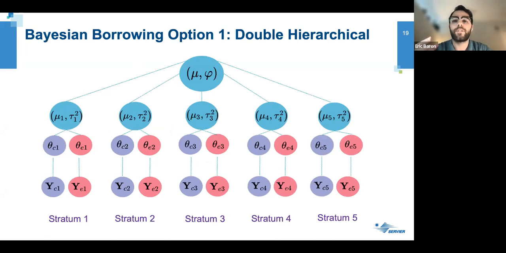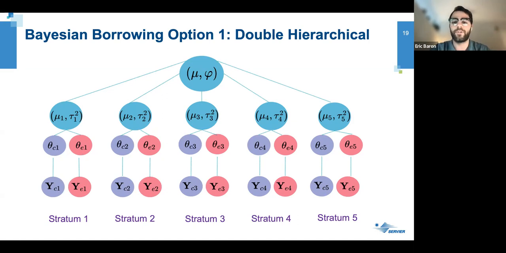So our first approach is the double hierarchical approach. It is probably easier to read this from the bottom to the top. Here we have five strata, at least for this picture. Within every stratum, once we have the propensity score stratification, we have two sources of data: observations for both the current treatment group and the external group, for each stratum 1 to 5. Then within every stratum, we assume from the previous slide that they follow a normal distribution with means beta CK and beta EK.